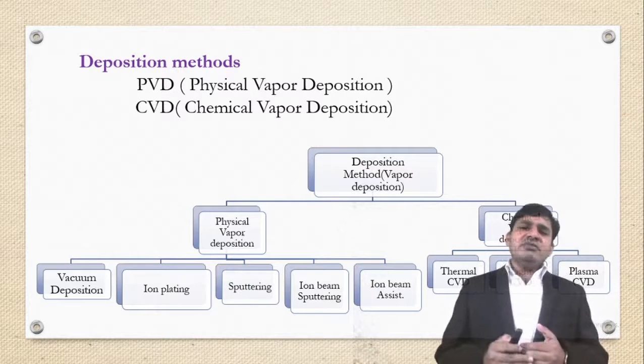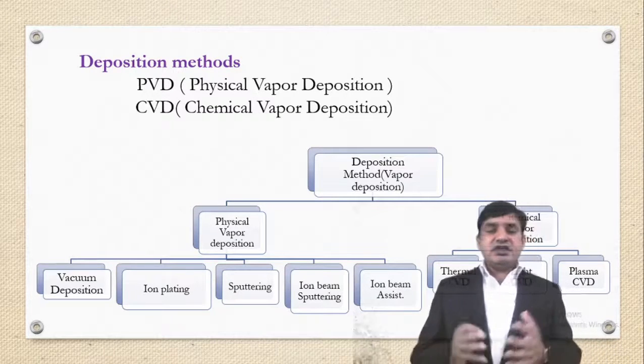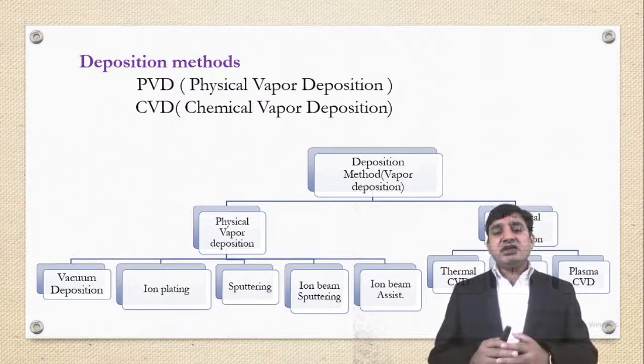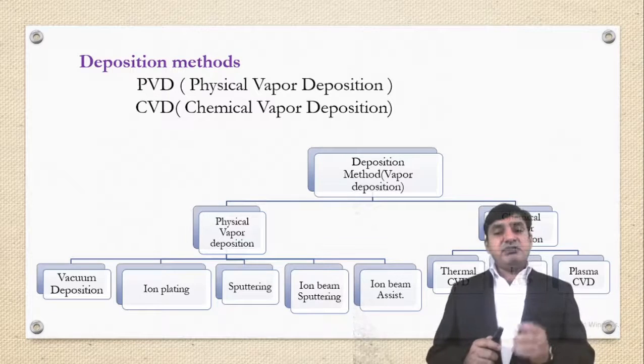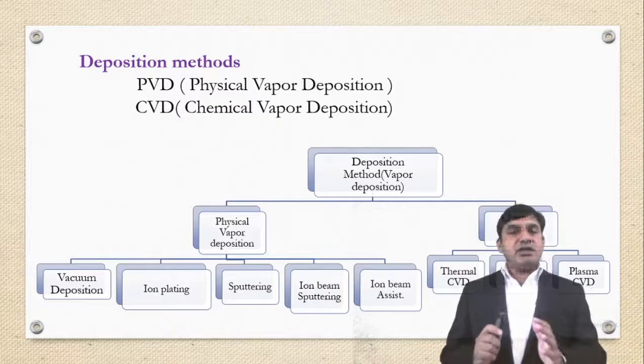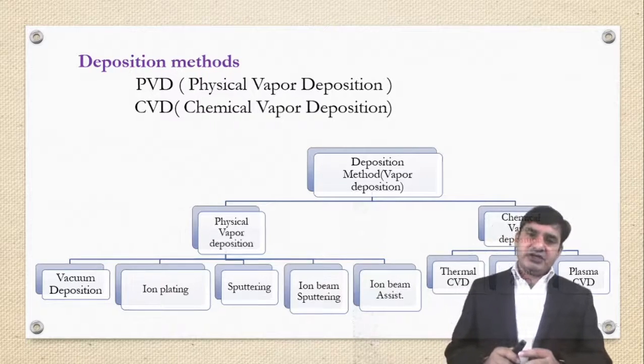If we consider chemical vapor deposition, there are again three types. First is thermal chemical vapor deposition. Second is light chemical vapor deposition. And third is plasma chemical vapor deposition technique.